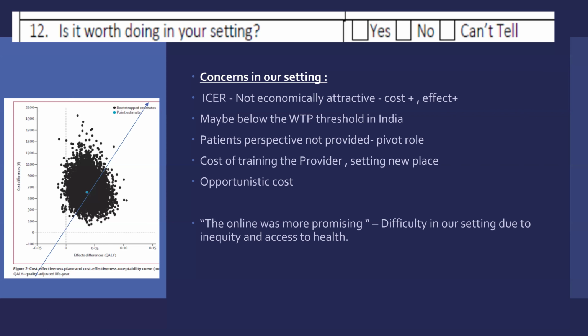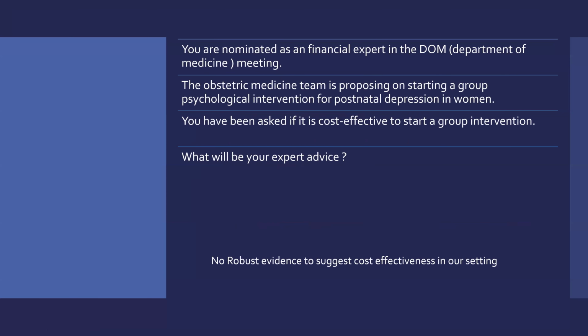So putting all of this together, it is a cost-effective study, but to extrapolate to our setting, I'm not sure if there's good robust evidence to suggest it will be cost-effective in our setting. Thank you.